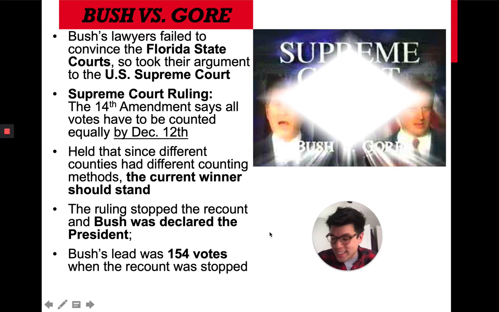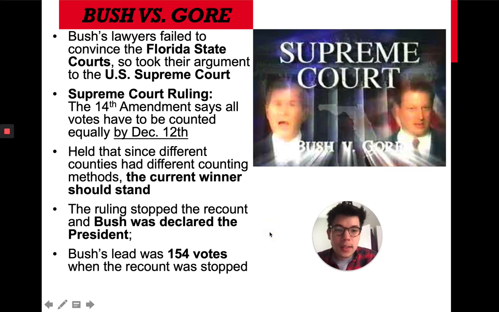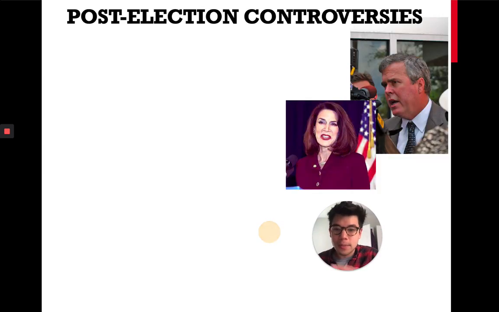Like, that's not a lot of people. So, oh, there we go. The picture loaded. So Bush ends up being declared the president here on the basis of the 14th Amendment. All votes have to be counted equally. There's no way Florida could possibly count all of these equally or change the rules by December 12th. Therefore, stop recounting. George Bush is the president.